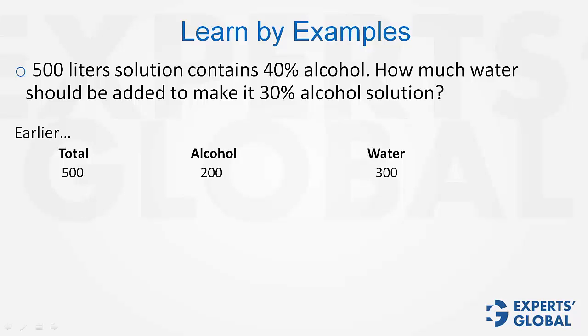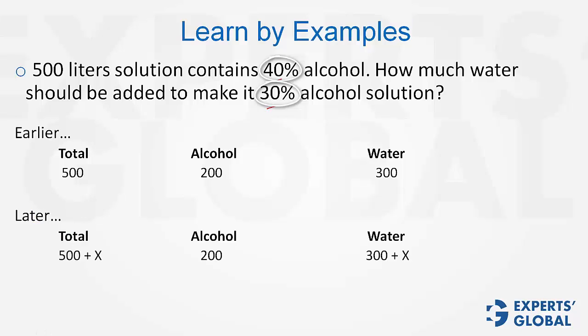How much water should be added? So this time alcohol is not being added, water is being added, to reduce the concentration from 40% to 30%. We assume that X liters of water is added. So water will become 300 plus X. Alcohol will remain 200, and total will become 500 plus X. So later, total 500 plus X, alcohol remains 200, water 300 plus X.